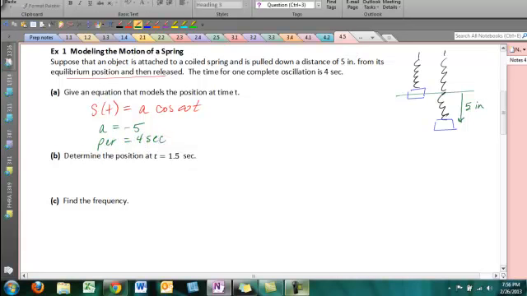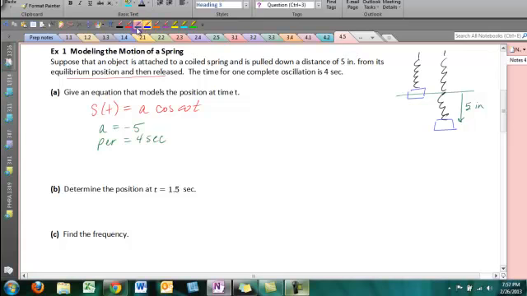And I'm trying to create an equation where this variable t is the only variable in it. So I know what a is. I need to know what angular speed is, but I'm given the period. So what we can do is figure out what the angular speed is.